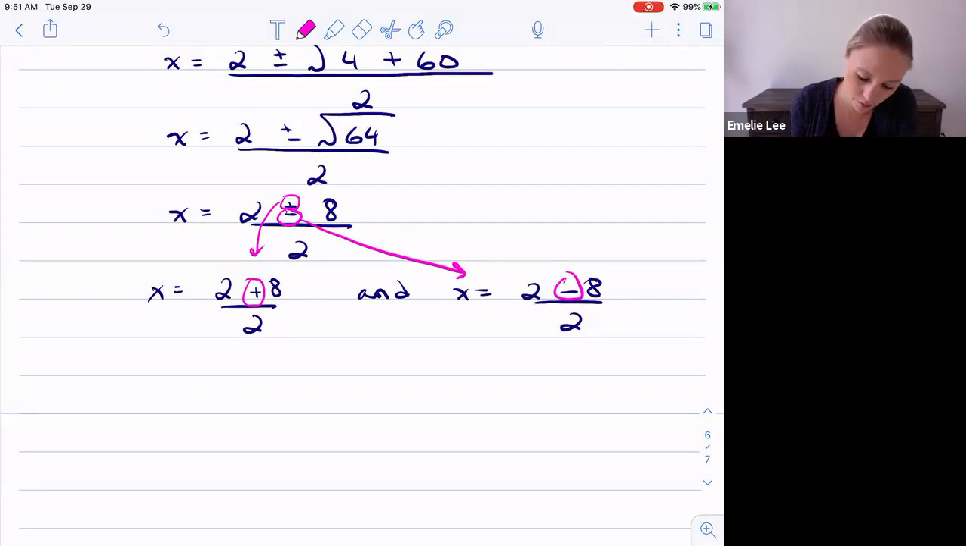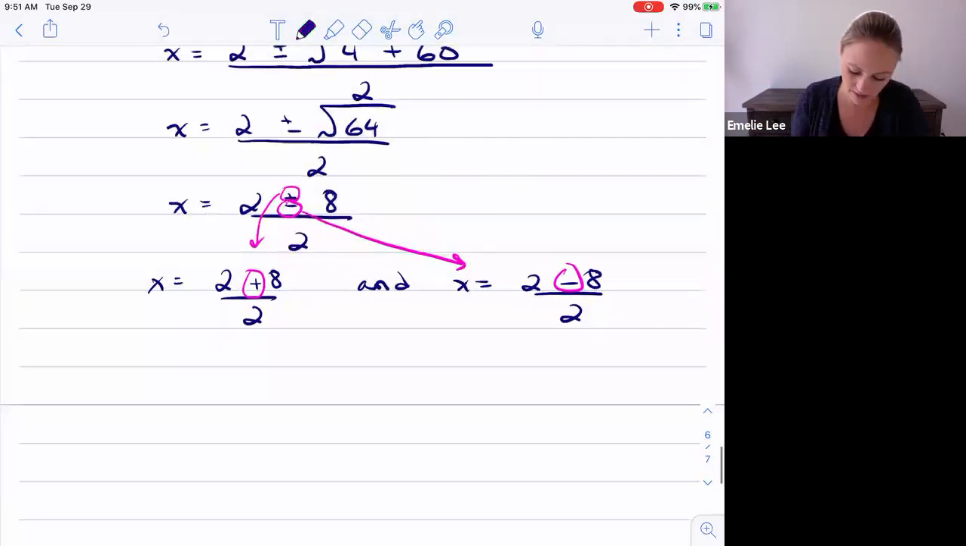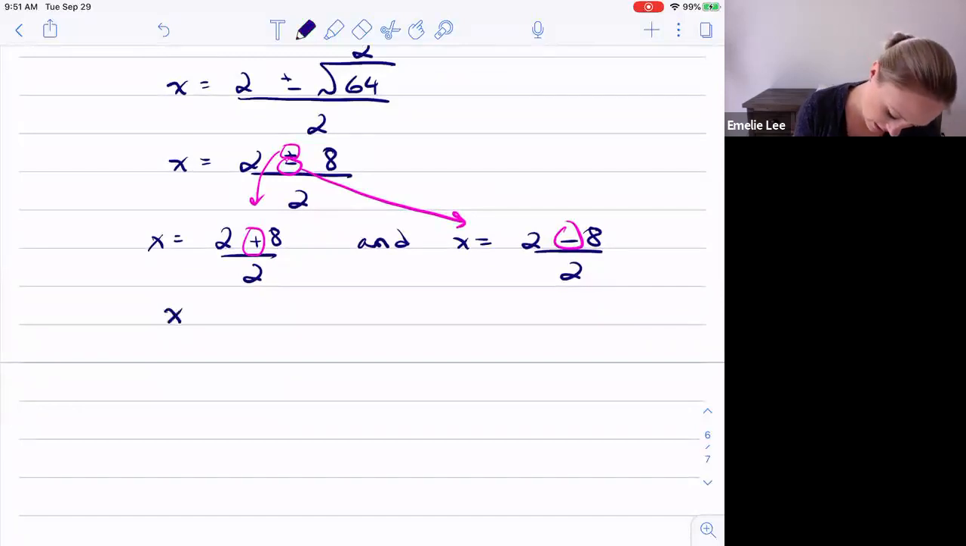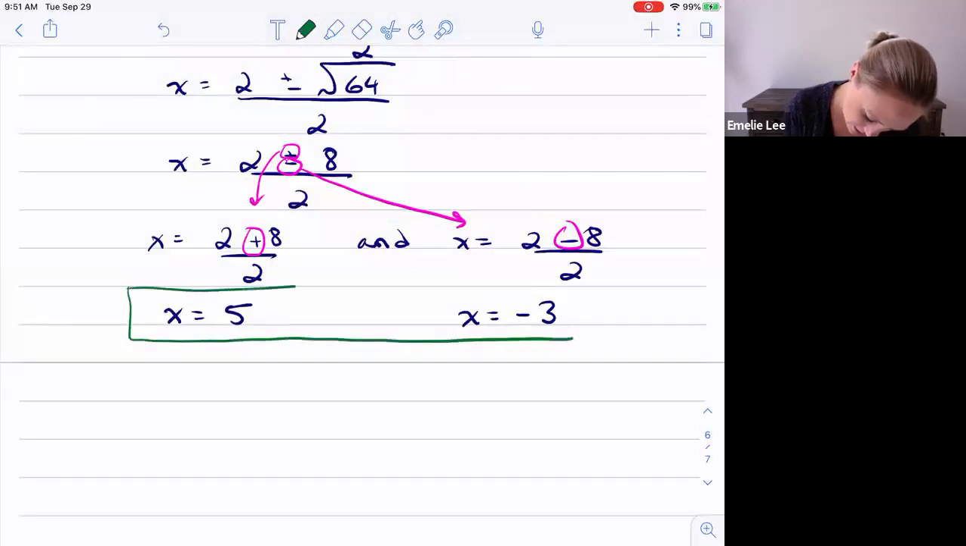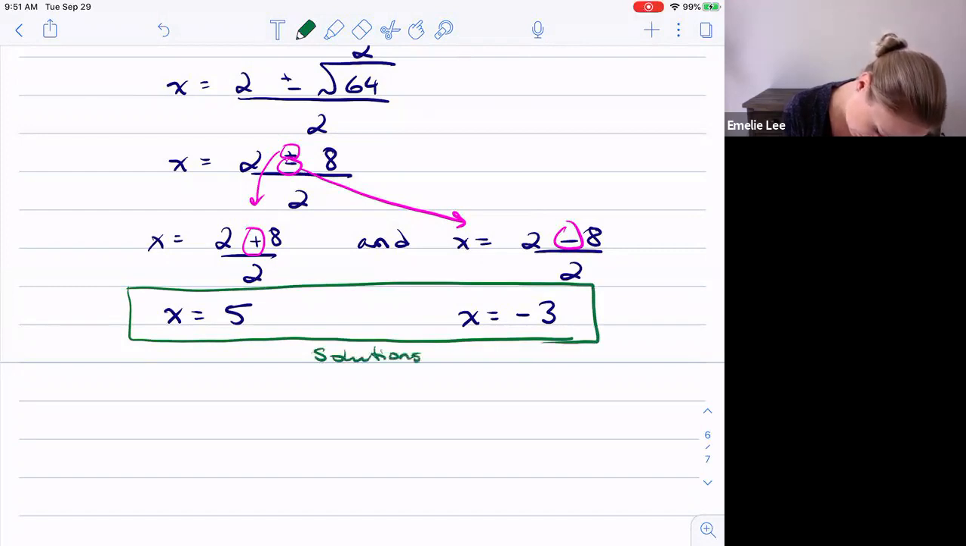Okay. 2 plus 8 divided by 2. 2 plus 8 is 10, divided by 2, puts me at x must be 5. 2 minus 8 puts me at -6. -6 divided by 2 puts me at x must be -3. So here, these are the solutions. So that's fun.